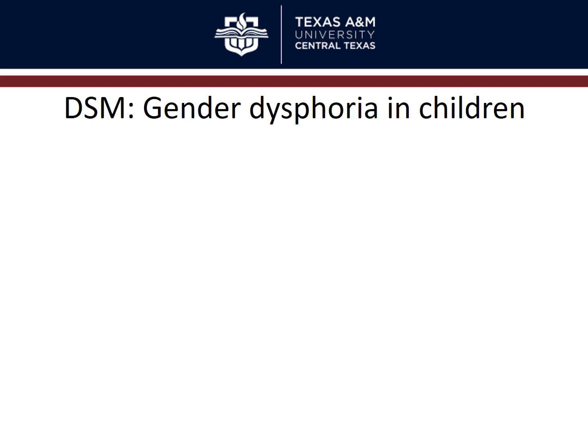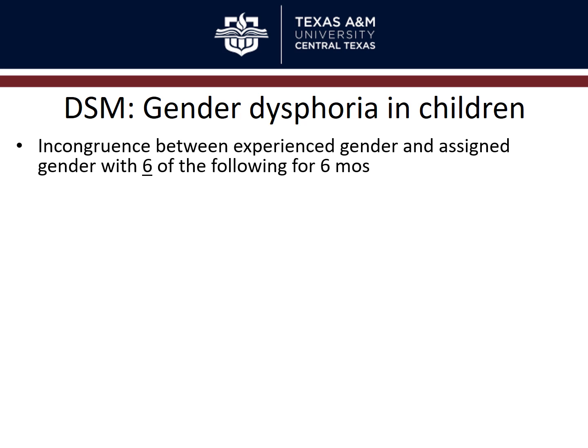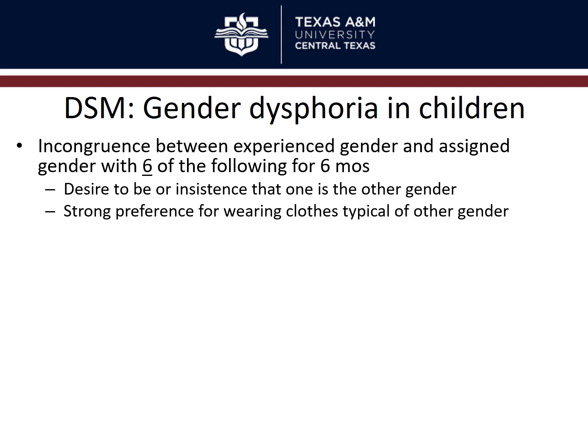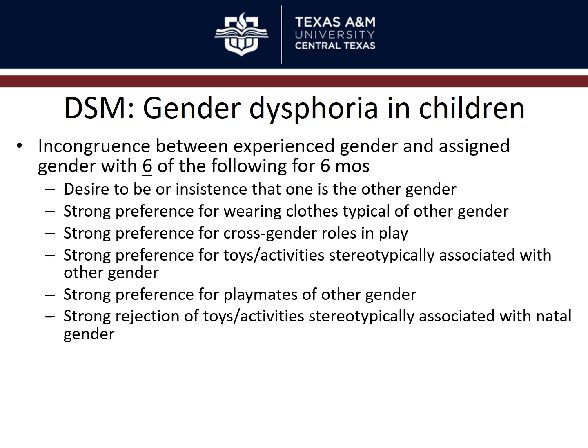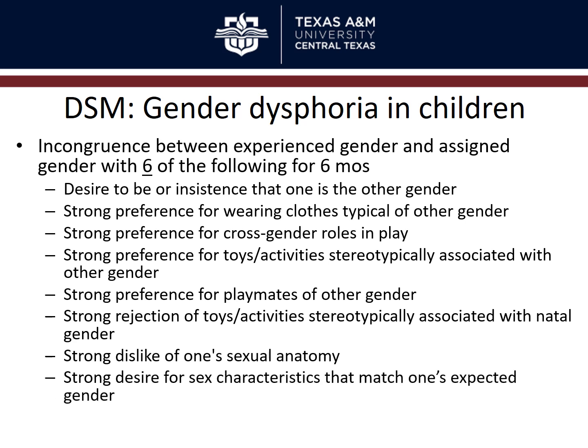Okay, moving on to gender dysphoria. And we'll look at the diagnostic criteria for children and for adolescents and adults. For children, it's incongruence between experienced gender and assigned gender with six of the following indicators for at least 6 months. So a desire to be or insistence that one is the other gender, a strong preference for wearing clothes typical of the other gender, a strong preference for cross-gender roles in play, strong preference for toys or activities stereotypically associated with the other gender, strong preference for playmates of the other gender, strong rejection of toys or activities stereotypically associated with the natal gender, strong dislike of one's sexual anatomy, and strong desire for sex characteristics that match one's expected gender.